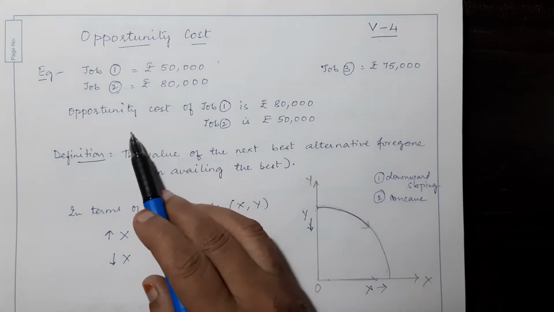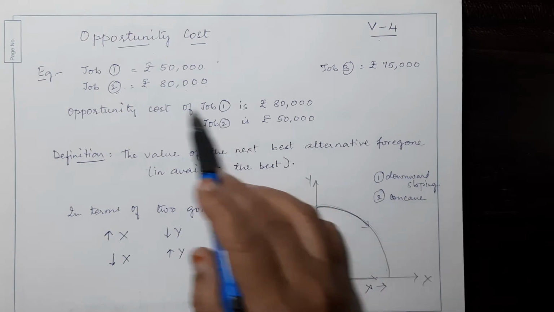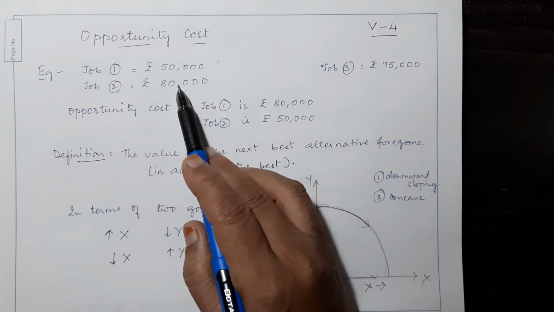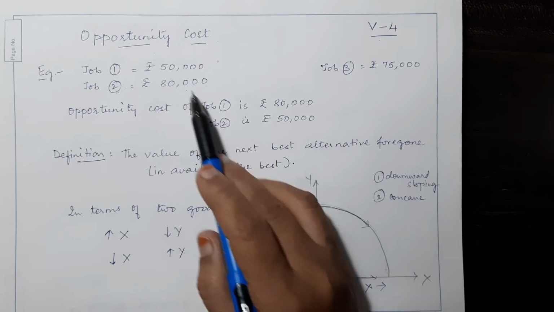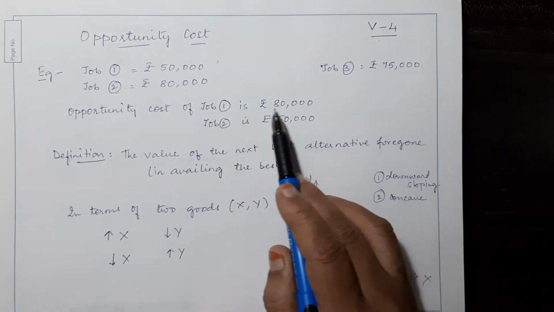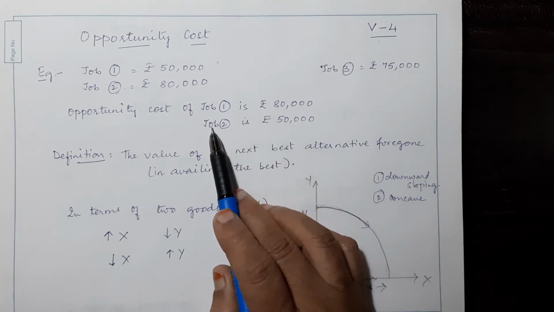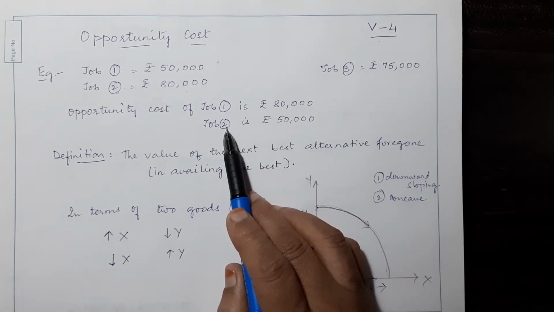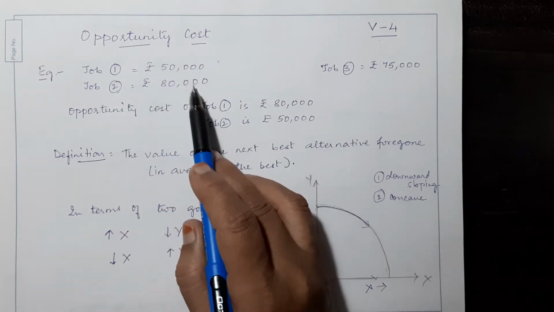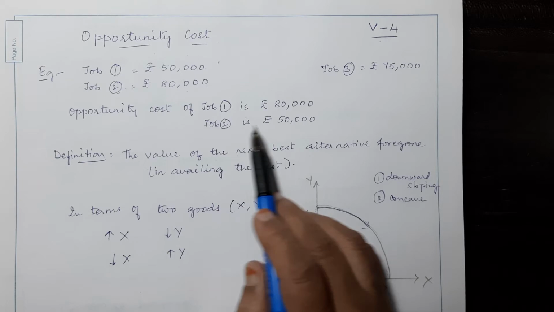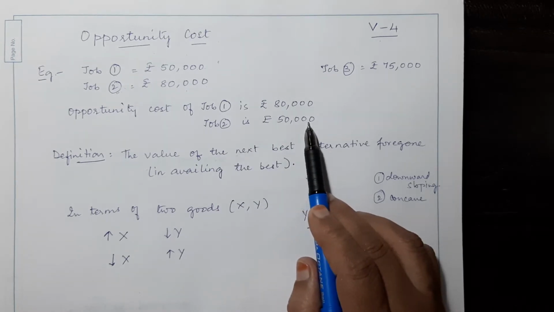Now here we have two instances. So what is the opportunity cost of job 1? If you choose job 1, you are foregoing job 2, that is 80,000 rupees. So the opportunity cost of job 1 is 80,000 rupees. On the other hand, the opportunity cost of job 2, that means if you choose this, you forgo 50,000 rupees. So the opportunity cost of job 2 is 50,000 rupees.